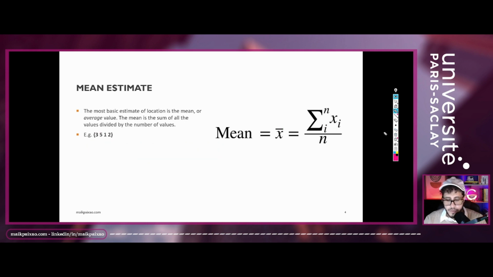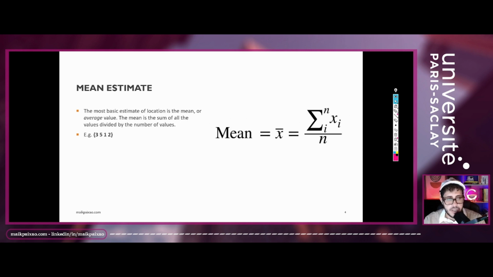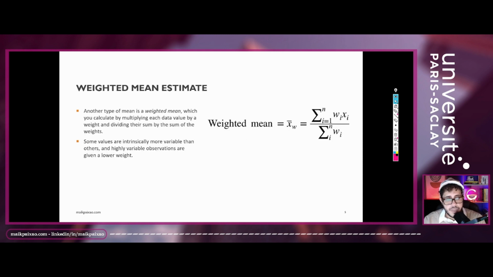Moving forward, we also have the weighted mean. It is another type of mean, which you calculate by multiplying each data value, so we have the items in our set 3, 5, 1, 2, by some weight. That weight should be described or given depending on the problem you're trying to solve, and you divide the sum by the sum of the weights you are given.